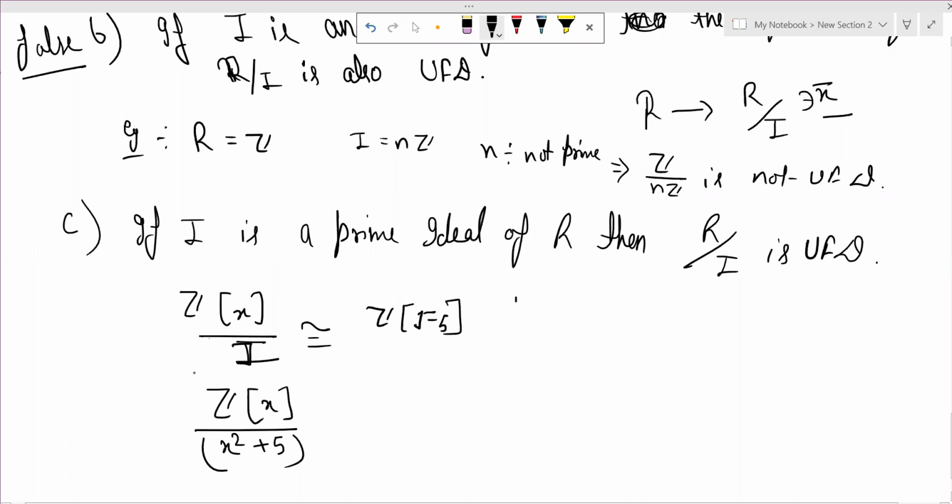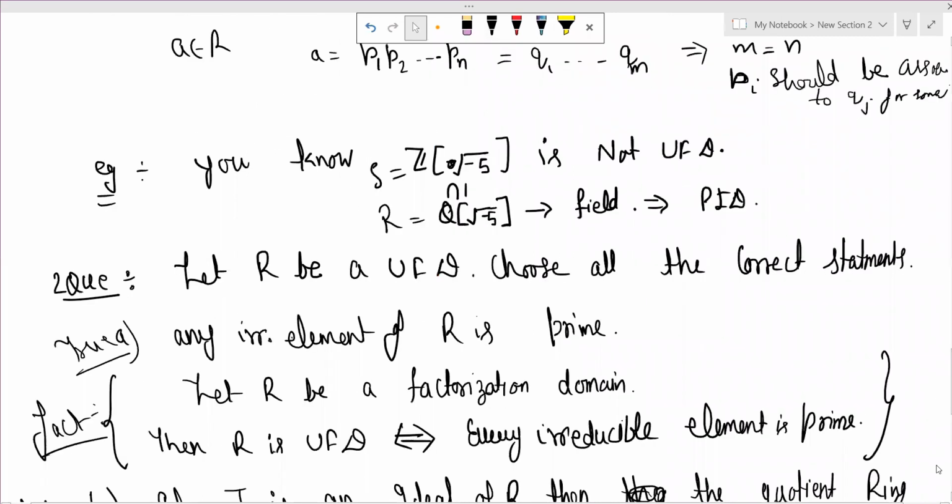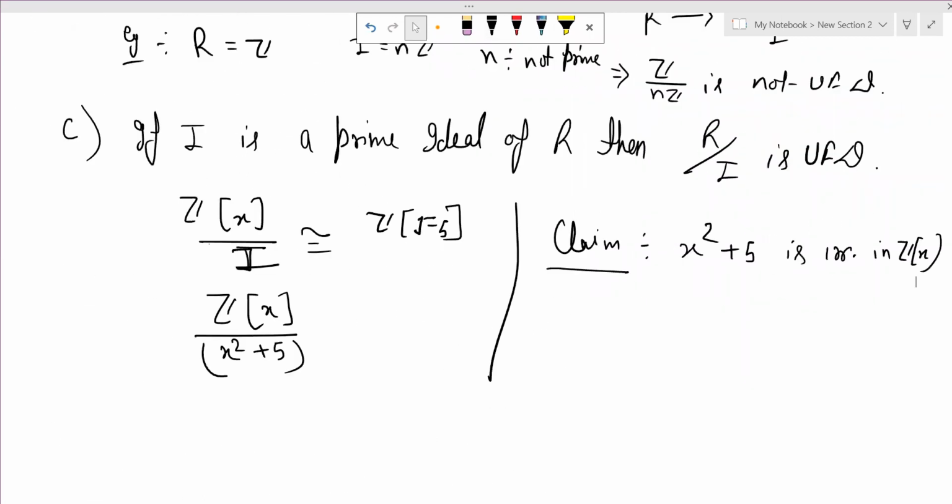Now here you have to prove the claim: x squared plus 5 is irreducible in Z[X]. How will you prove it? Do you know Eisenstein's criterion? So we have to use Eisenstein's criterion for P equals 5 here. So choose P equals 5.